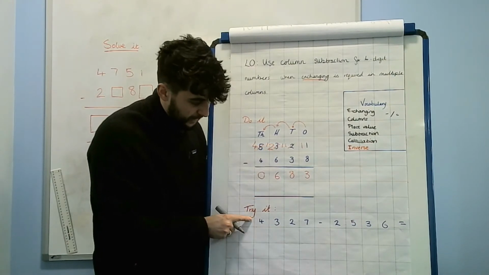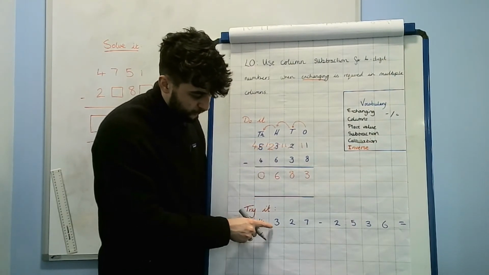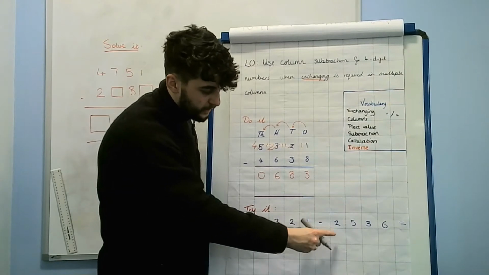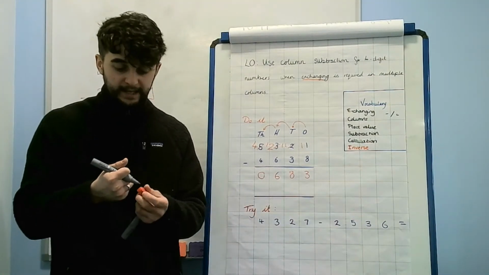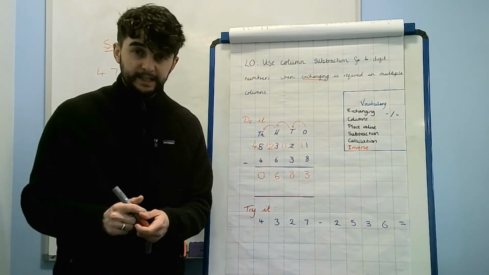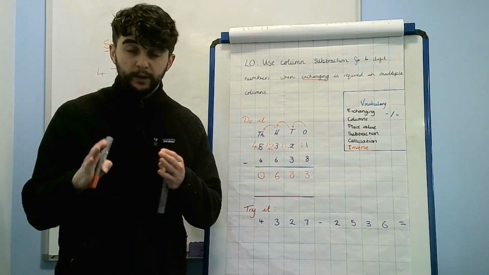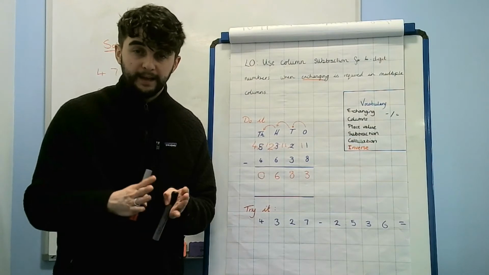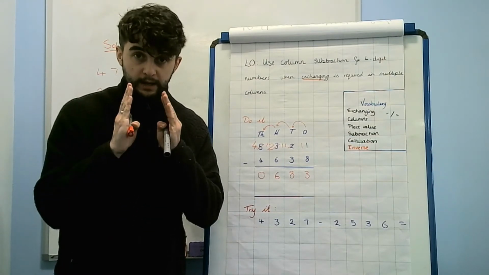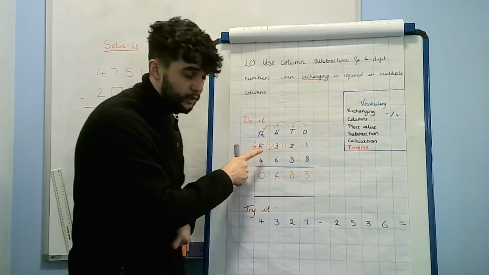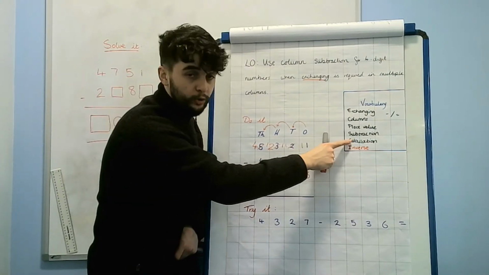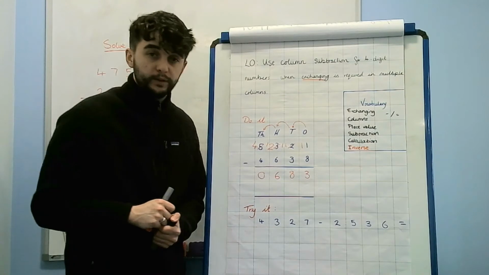So I have a try it here for you to do. 4,327 subtract 2,536. Press pause now, please. Give it a try to make sure you understand it. Okay, and I will quickly press pause on my laptop and we'll come back and answer it together. So your turn, over to you, and then we're going to mark it in just a second. So give it a go. Make sure you use column subtraction as part of your calculation, and I look forward to seeing your answers.